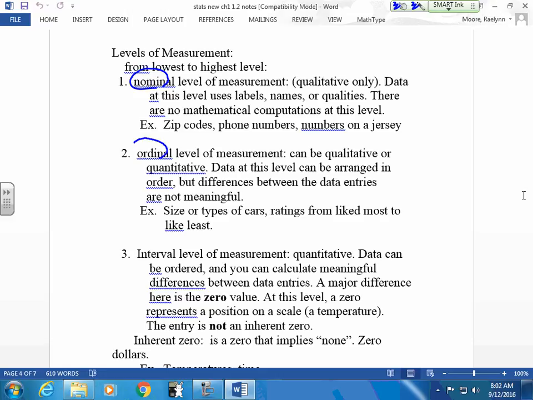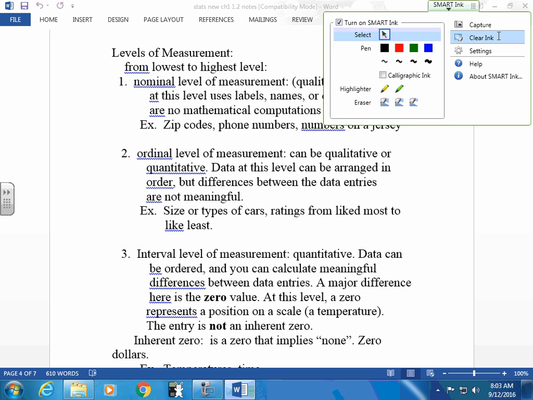Ordinal kind of has the word order in it. Easy ways to remember these: nominal is qualitative only, ordinal can be both. Sometimes there's a slight difference we can see in the numbers, sometimes we can't. Types of cars, subcompact, compact, mid-size, SUV, give you a little bit of difference, but we really can't tell where the differences are. We don't know if it's the weights of the cars, they didn't give it to us. If you like something and they say rate it from 1 to 5, least likely, most likely, that's an ordinal system. And you have to be careful with those because my rating of 1 could be your rating of 2. So be careful when you use ordinals. It's just a little bit different there.